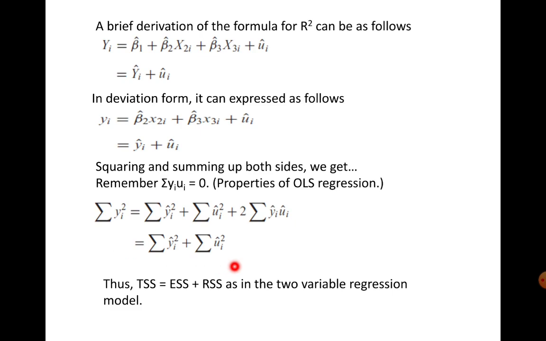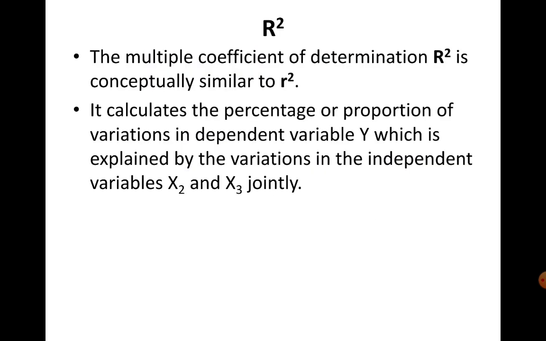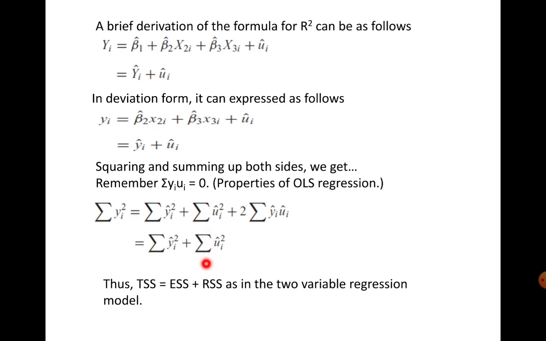This is exactly the same equation and the same form that we had seen in the 2 variable case. On the left hand side, you have summation yi square, called the total sum of squares, and summation yi hat square is your explained sum of squares. That is, how much of the variations in the observed yi are being explained by variations in the variables x2 and x3, and whatever remains unexplained is captured by summation ui hat square. It is called the residual sum of squares.